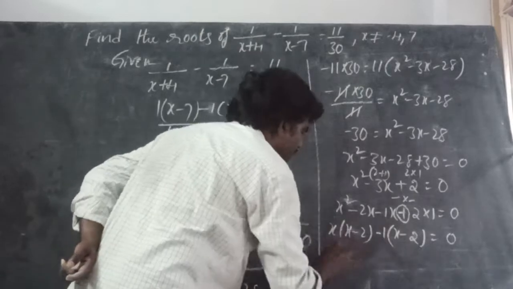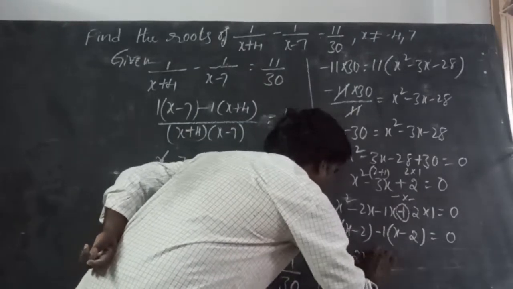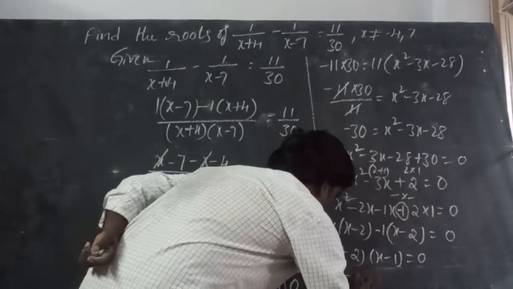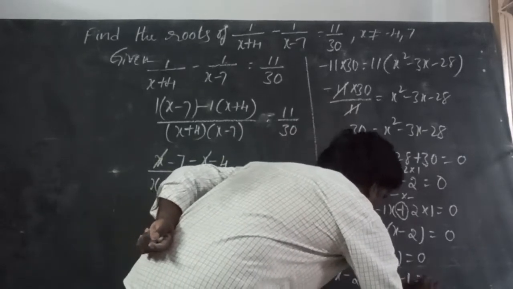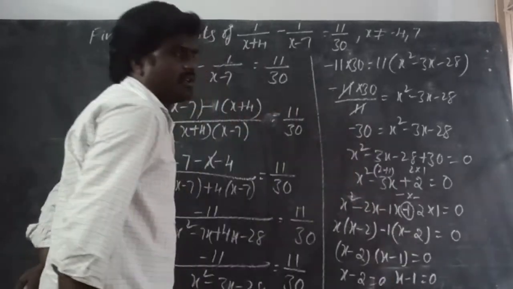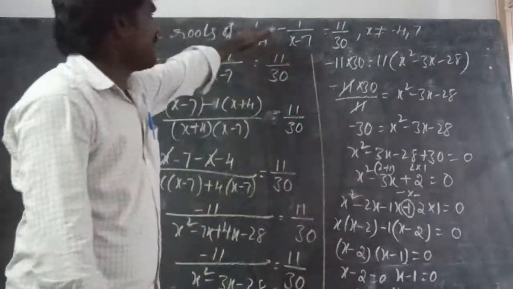In this total, what is common? x minus 2 of x minus 1 is equal to 0. So here x minus 2 is equal to 0, x minus 1 is equal to 0, x is equal to 2, x is equal to 1. So these are the roots of the given equation.